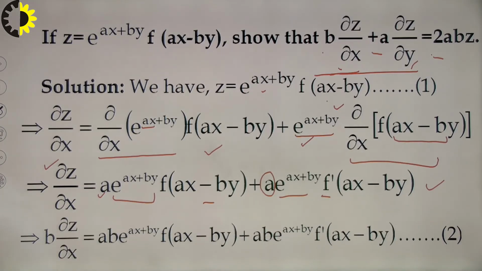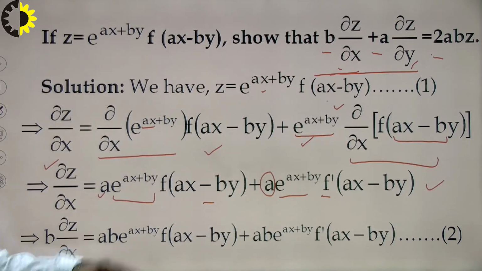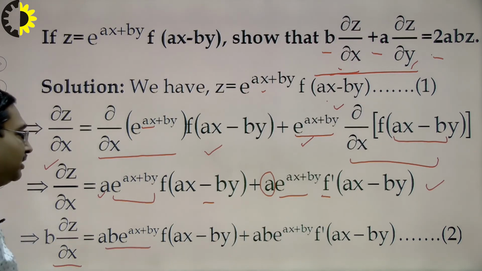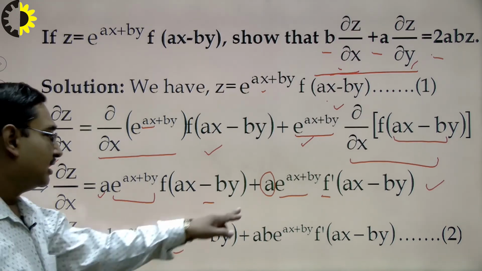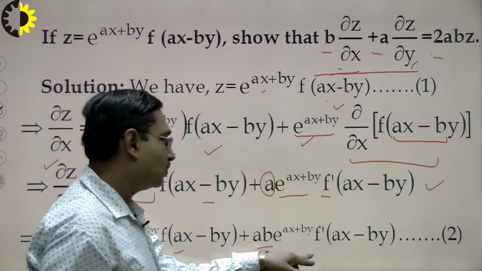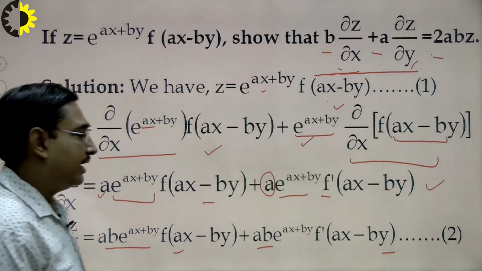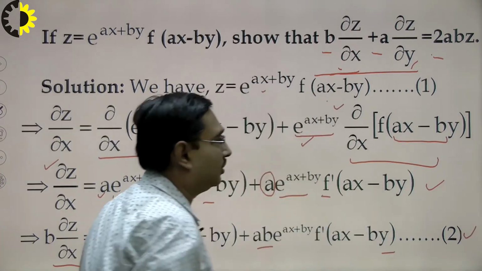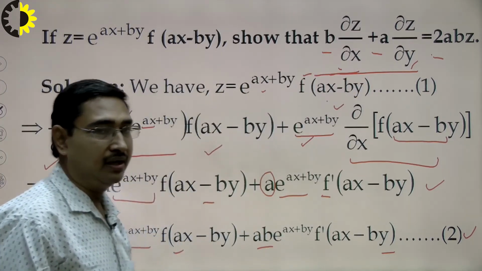From this term I calculate b del z over del x, so I multiply this result by b. It becomes b del z over del x is equal to ab e raised to the power ax plus by f ax minus by plus ab e raised to the power ax plus by f dash ax minus by, and I call it equation 2. The first term occurring here is calculated.